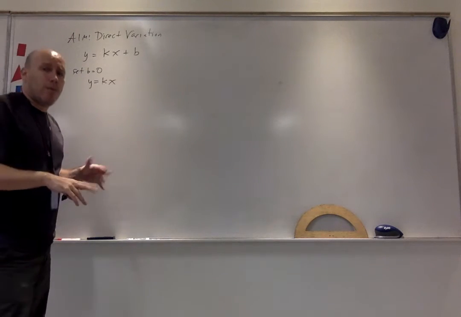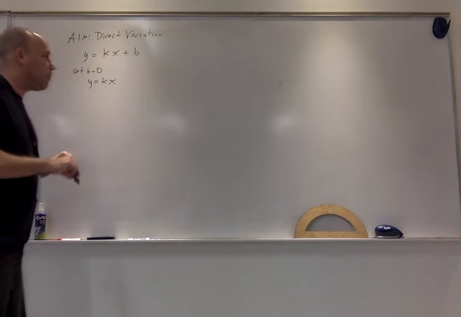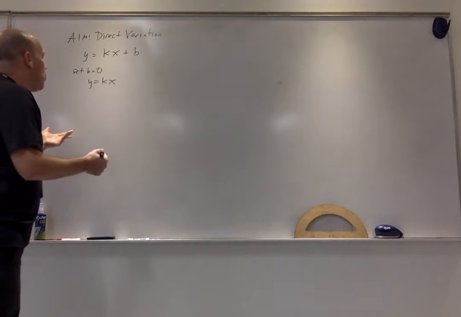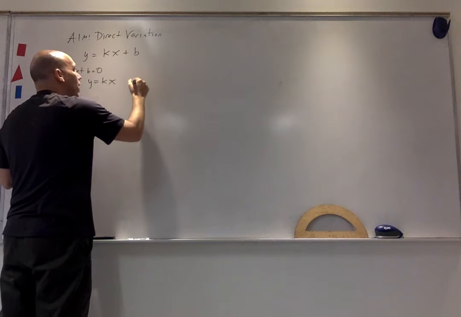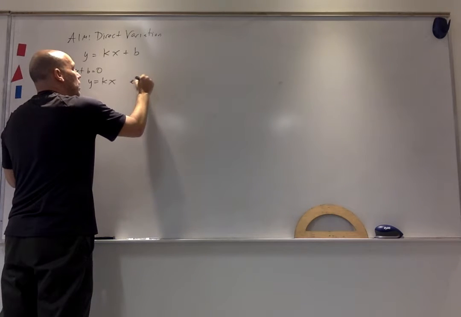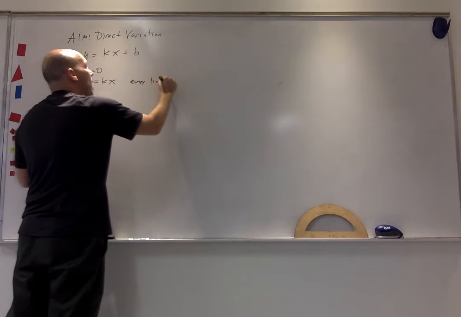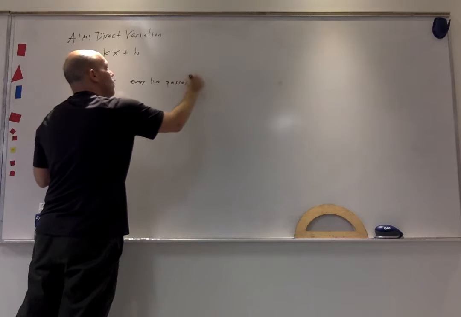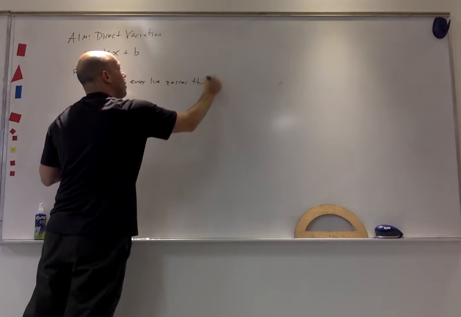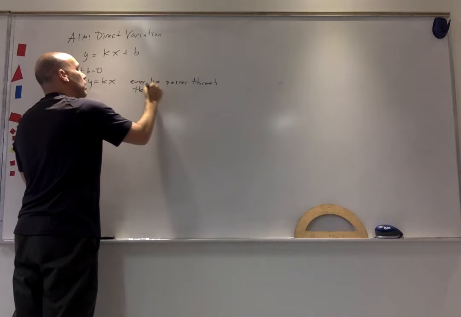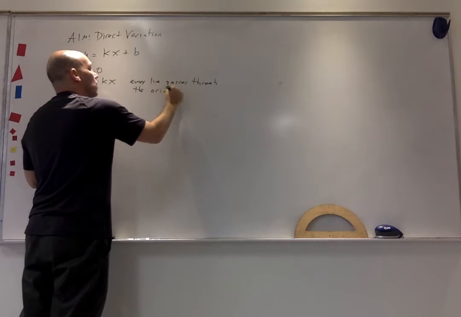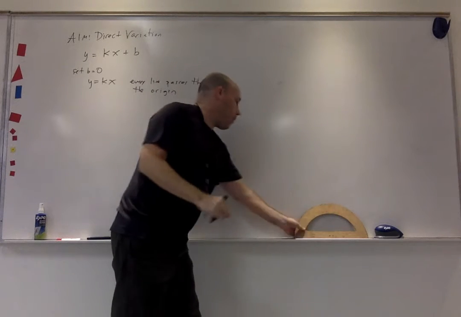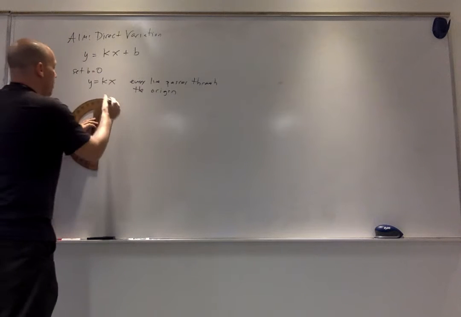What do you notice about this equation? What you notice is that every single line passes through the origin. Right? So we can draw a picture. I'm going to draw a picture here.